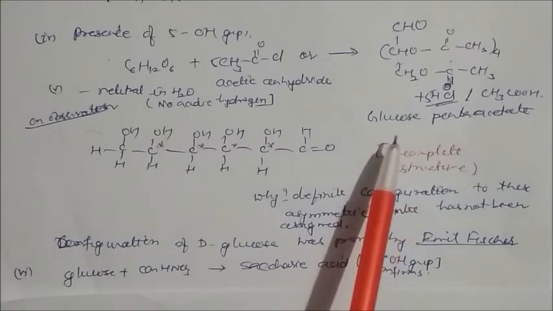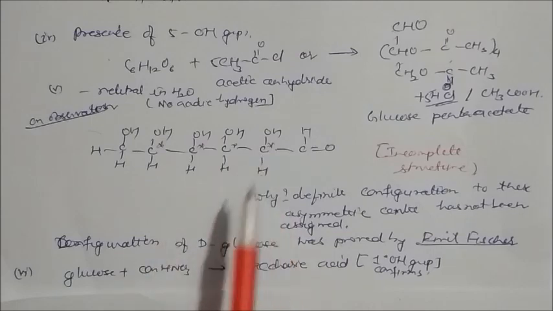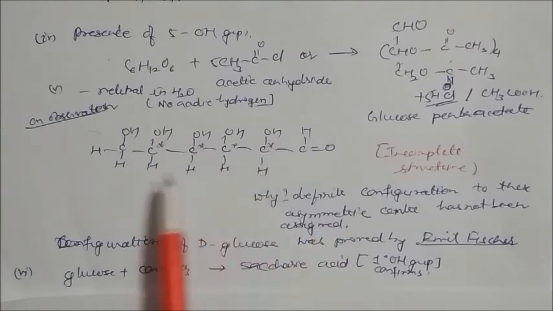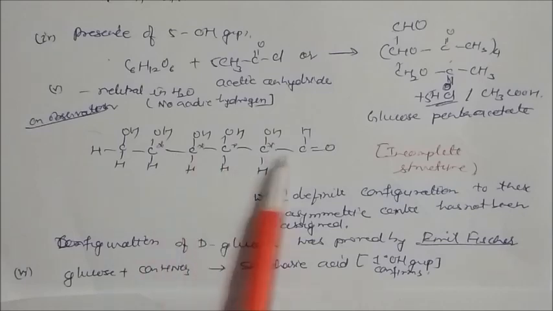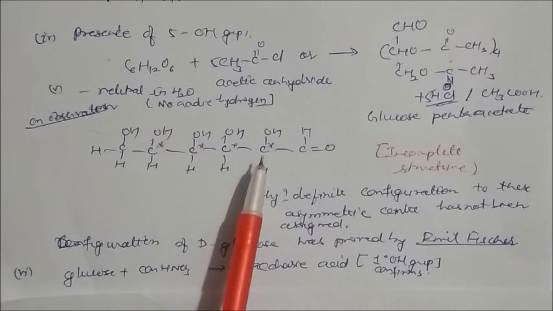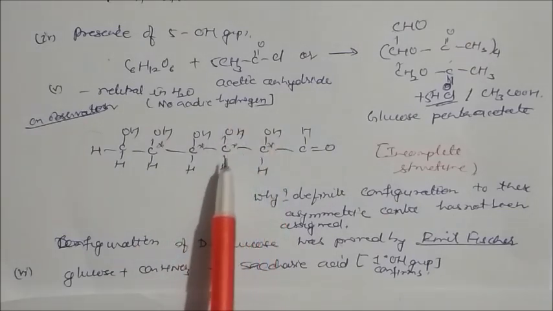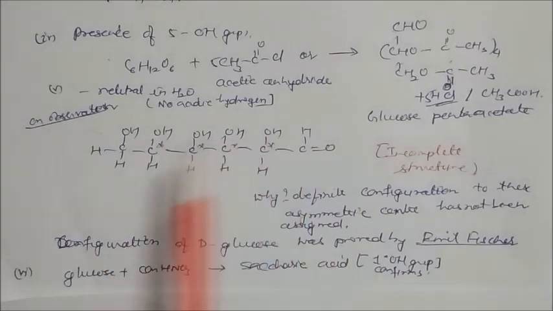Why? Because I already discussed that the OH on the third carbon was changed. So this is not a definite configuration. It has 4 asymmetric carbons. It is not properly assigned because this carbon is your third carbon, as we have seen on the previous page. The second carbon OH is on this side and the third carbon OH is on the right side. So it is not properly assigned. All are on the same side. The configuration of D-glucose was actually proved by the scientist Emil Fischer, so we will see it later on.